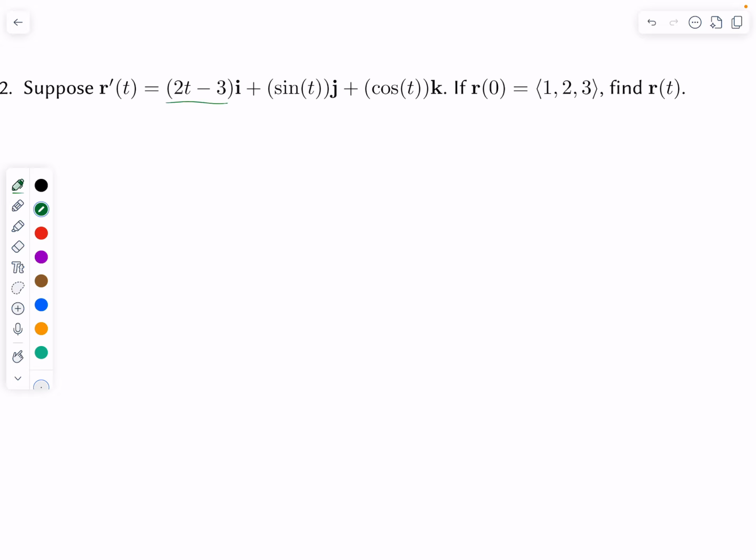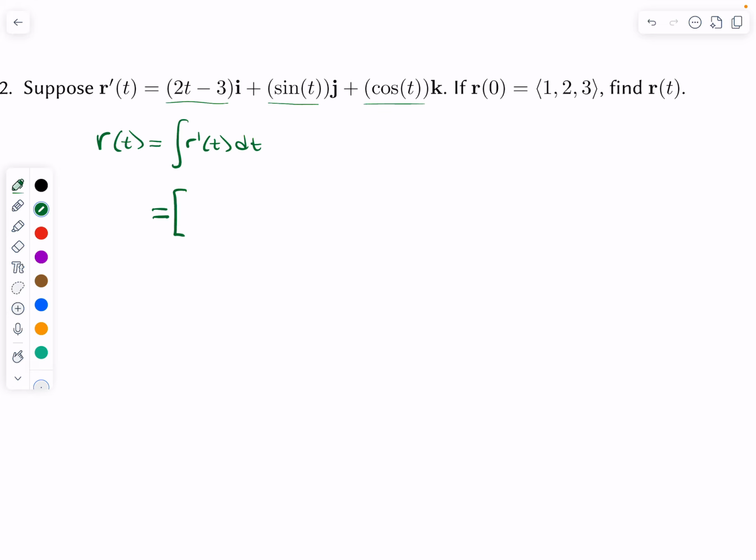But notice that we have three separate integrals that we're going to have to do. And those three separate integrals are going to each have their own constant of integration. And so the way that I'm going to do this is I'll do something like this. R of t is going to be the integral of r prime of t. Yeah, that's not entirely correct, but I'm going to let it slide for now, because it's easier to just think of it this way.